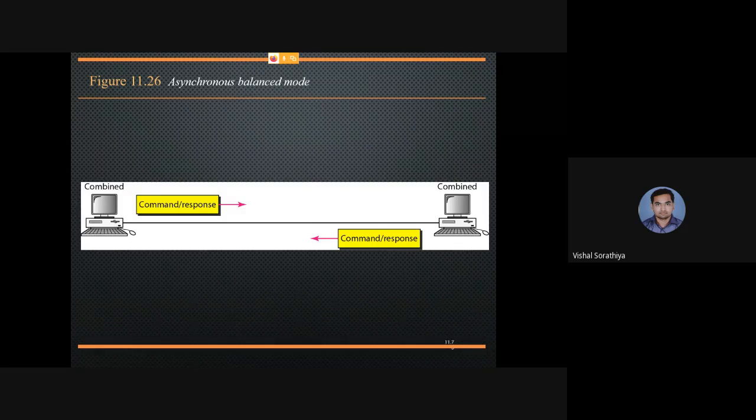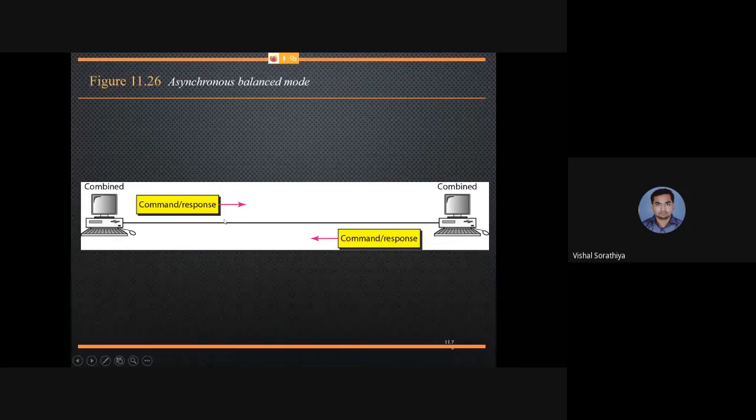The second is the asynchronous balanced mode. Normal mode was this; now what is in asynchronous balanced mode? In asynchronous balanced mode, whatever computers are connected through the link, all computers can generate the command and all computers can generate the response. You can say that if this computer has generated a command, then this computer will respond to it, as well as this computer also gives a command, and this computer will give the response.